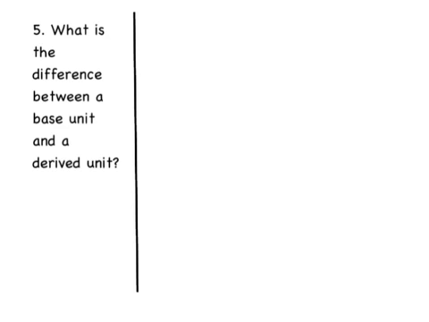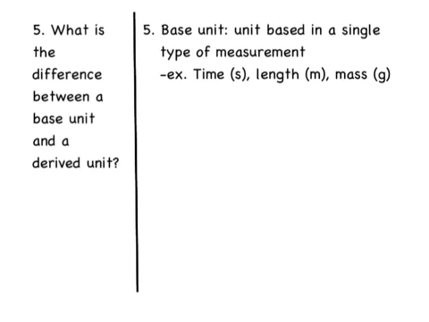So all the types of measurements that we talked about, length, mass, volume, time, and temperature, are all base units. Again, time, length, mass, these are all single types of measurements, so we call them base units. These are different than derived units. A derived unit is a unit based on multiple types of measurements.